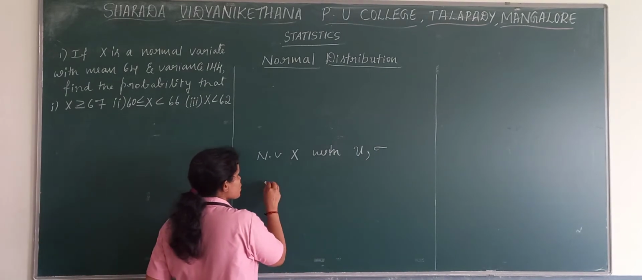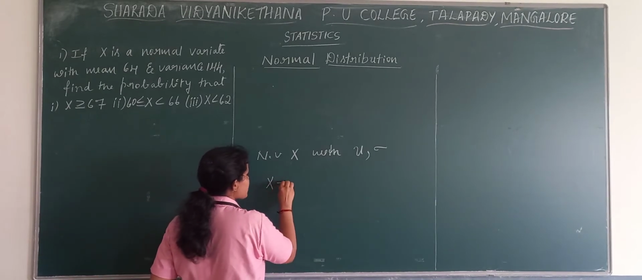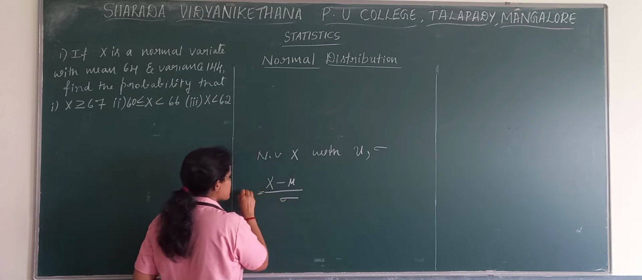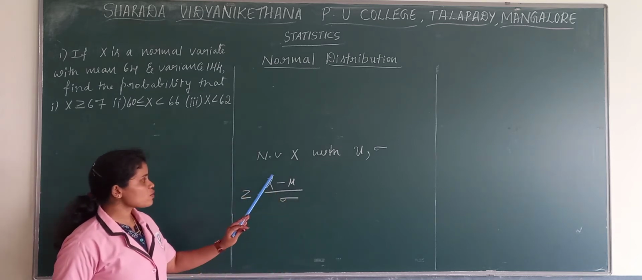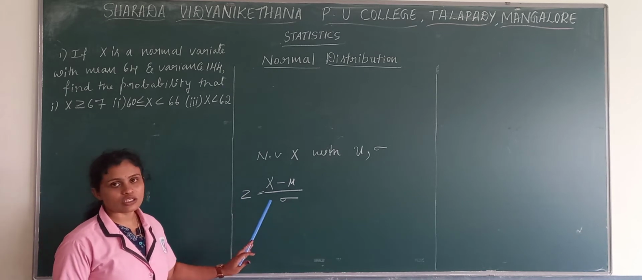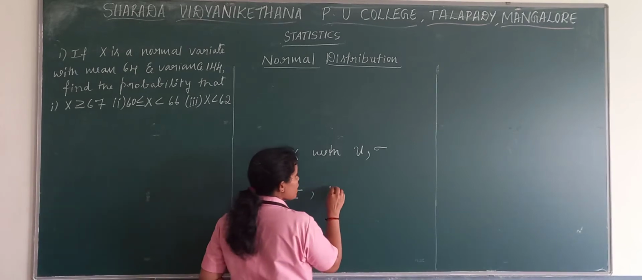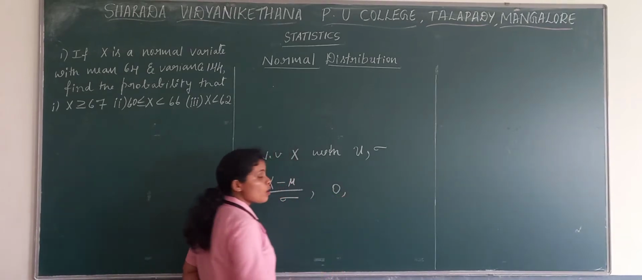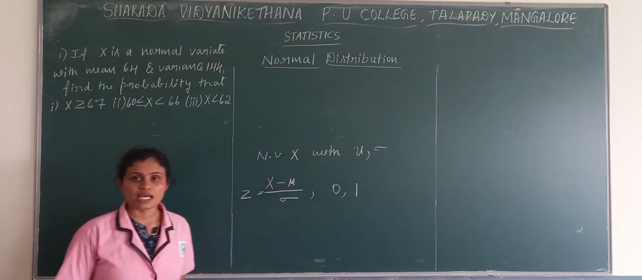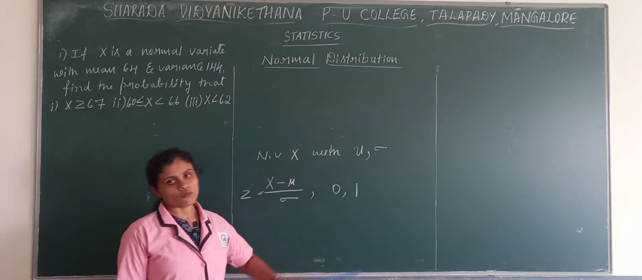But in case of the standard normal variate, we use the formula Z is equal to x minus mu divided by sigma. This we call the standard normal variate. Here the mean is 0 and the variance is 1.